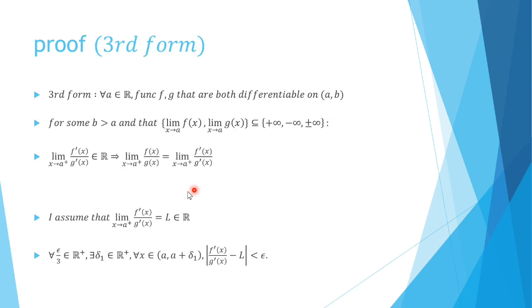Here is the third form of L'Hopital's rule. The difference is that the limits of f and g are infinities. The result is that if the limit of f prime over g prime is a real number, it implies the equivalence of the two limits. I assume that the limit of f prime over g prime is a real number L.